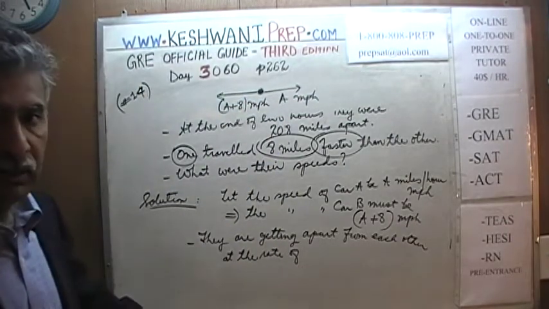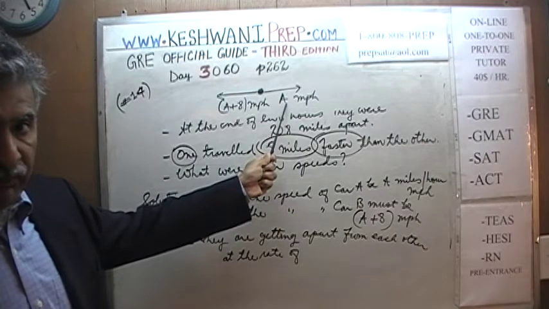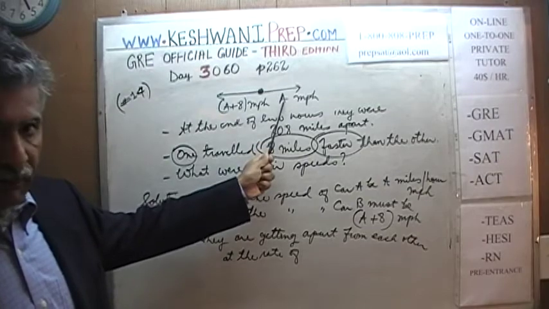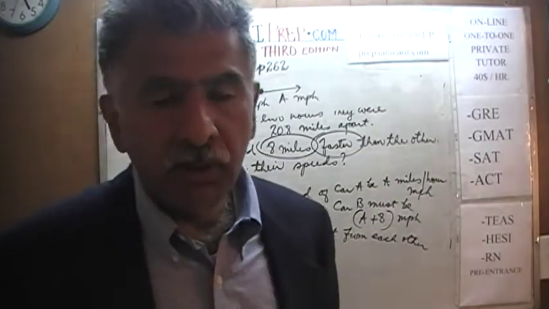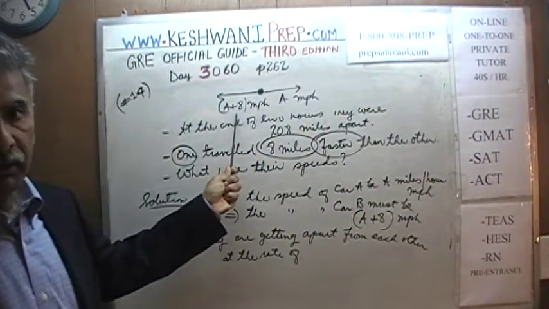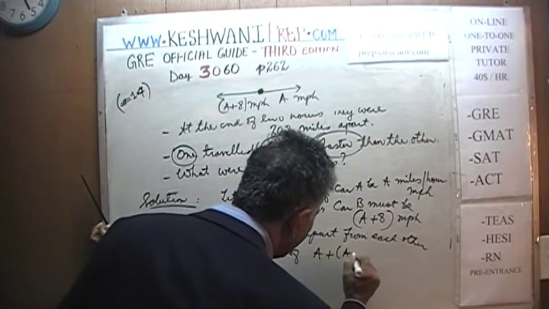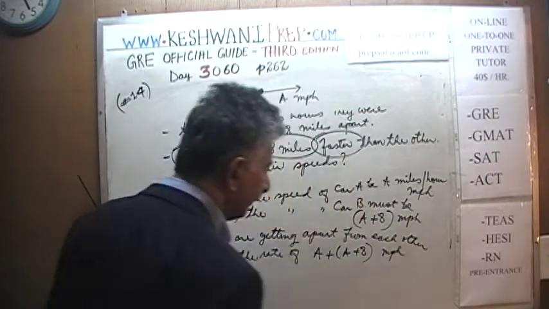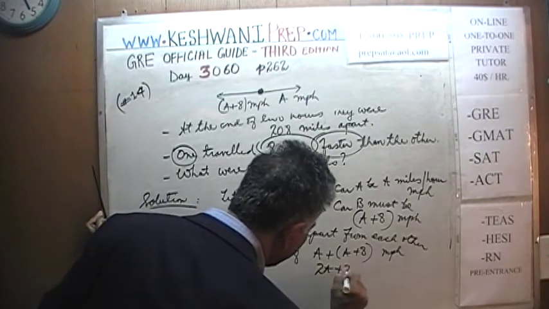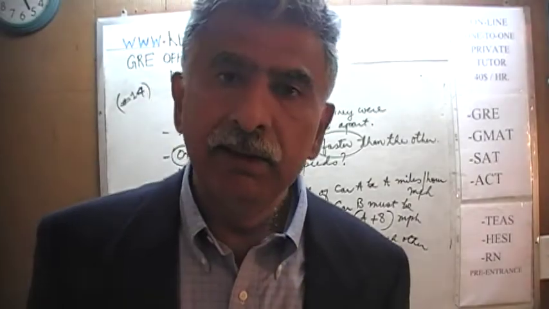They're getting apart from each other in 1 hour. For example, if car A is going at 30 miles an hour, which means in one hour it will go 30 miles, which is why it's called 30 miles per hour, then car B must be going 38 miles an hour. And therefore, in 1 hour, they will be 30 plus 38 miles apart. They are getting apart from each other at the rate of a plus a plus 8 miles per hour. The speed of the first car, the speed of the second car. Or to put it more succinctly, 2a plus 8 miles per hour. That's how far apart they are getting each hour.